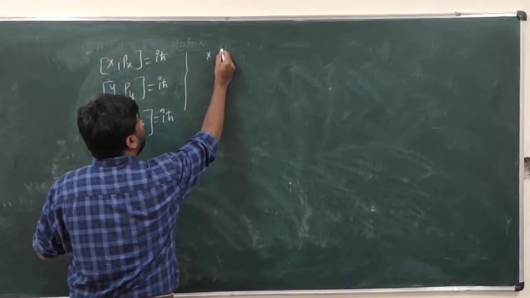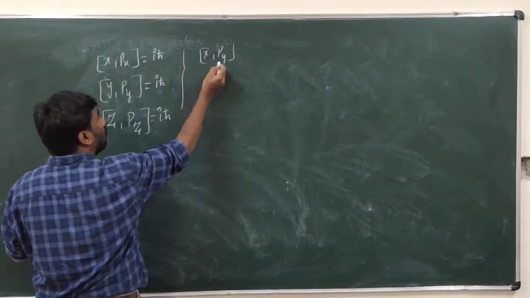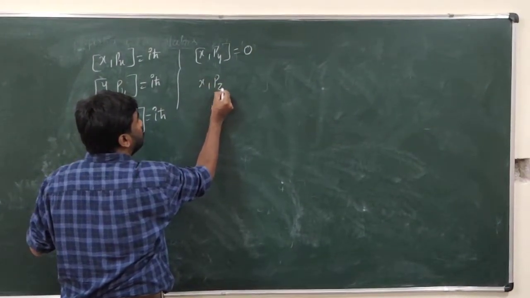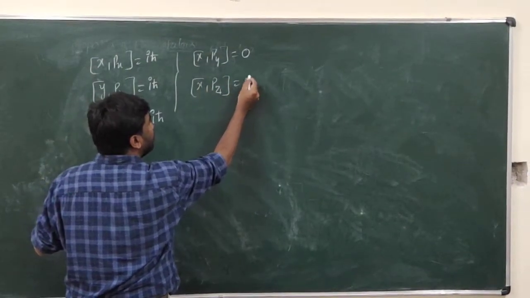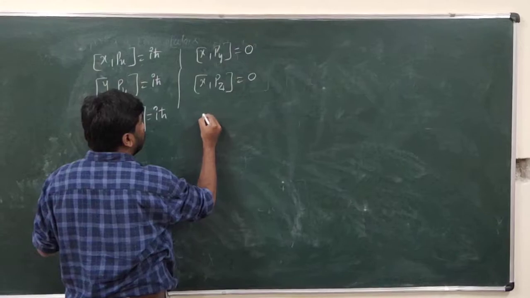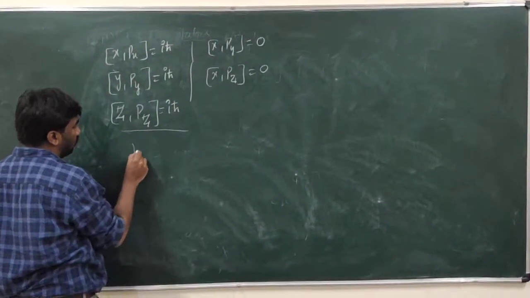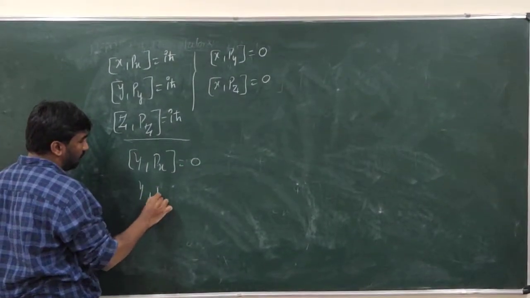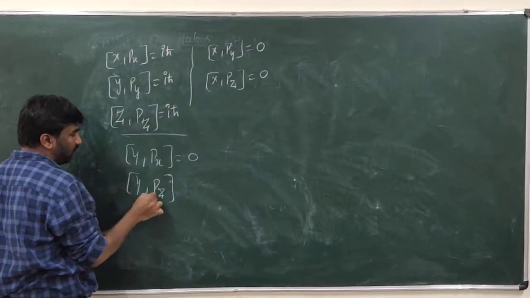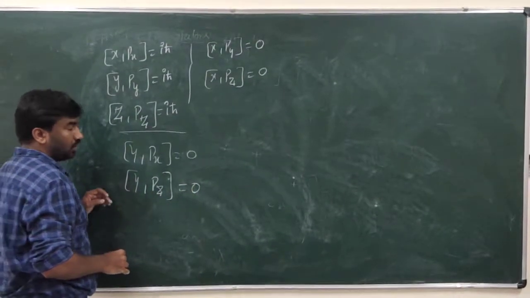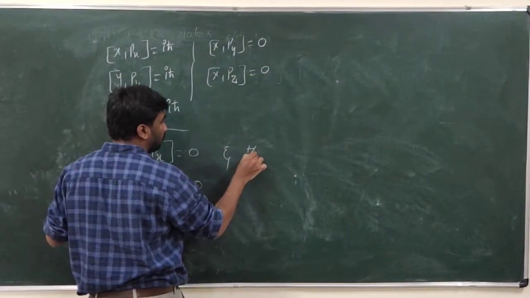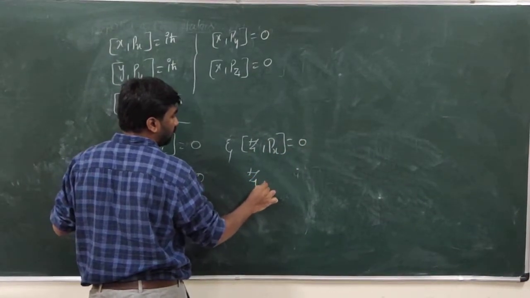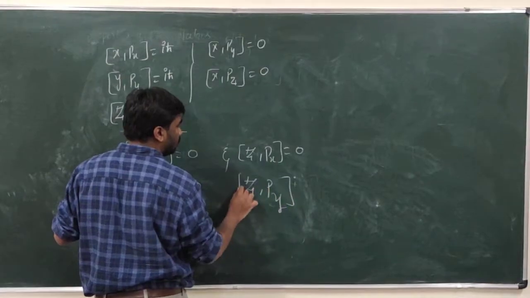Next, [x, py], if we solve this, we will get 0, and [x, pz] gives 0. Next, [y, px] gives 0, and the commutation relation of [y, pz] gives 0. The commutation relation of [z, px] is equal to 0, and the commutation relation of [z, py] is equal to 0.